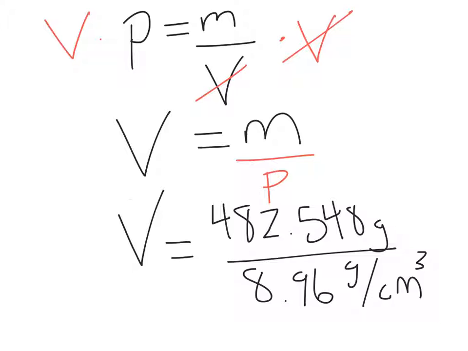So now that I have these two values, 482.548 divided by 8.96, I'm going to plug them into my calculator. Okay, what that should give me is something that looks like 53.86. So what I'm going to do is erase this value now, again, for the sake of space.